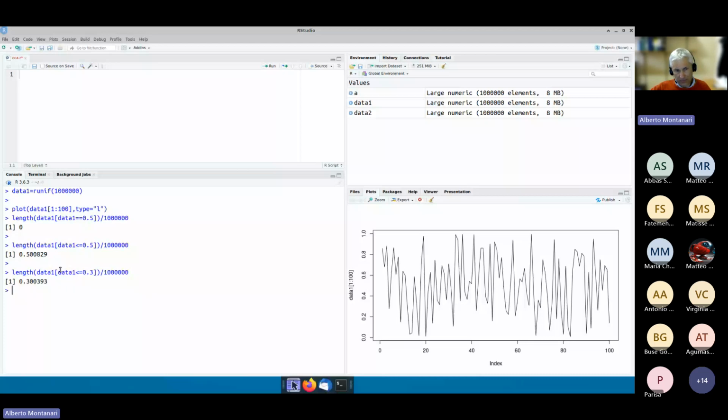You see, it's precisely 0.3, which is what I was expecting. The probability of exceedance is 1 minus this, the probability of not exceedance of 0.3, which is 0.7. Okay, must be clear. Okay, any question on that?